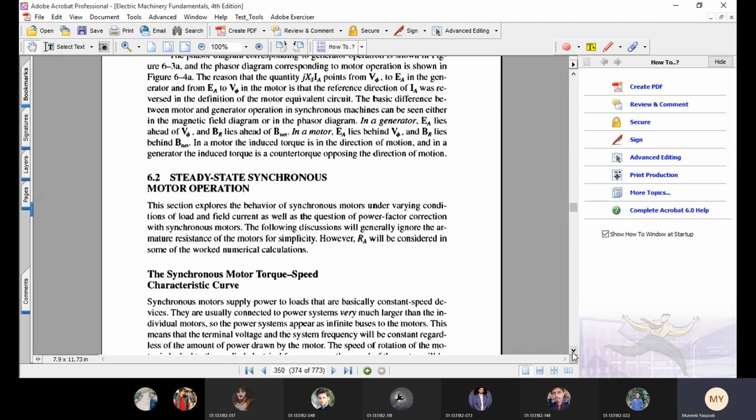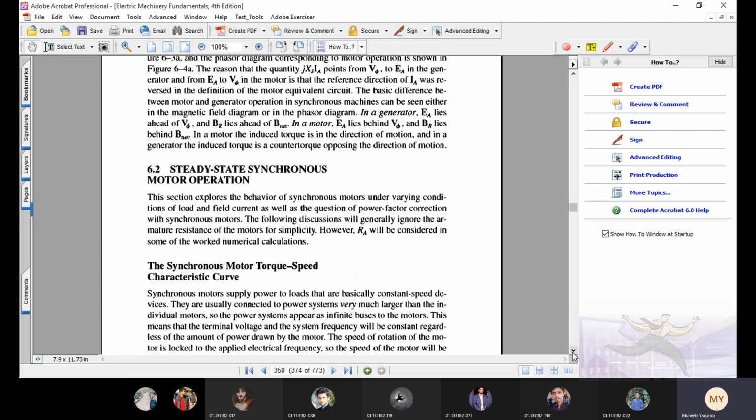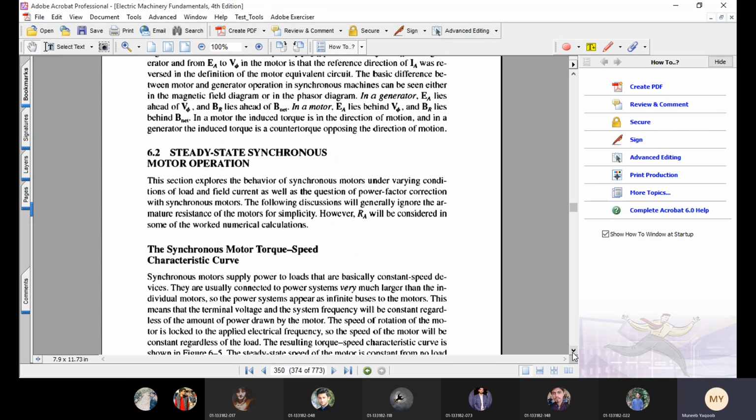The last topic is the steady state or constant speed of a synchronous motor. Right from chapter 5, we kept saying that synchronous machines run at a constant speed. They work at a uniform speed. Their speed does not change.